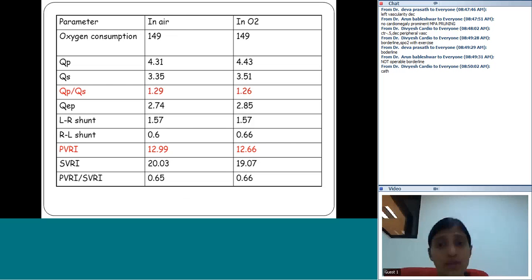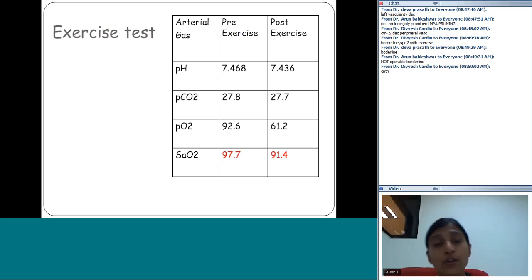Now, if you look at the exercise test of the same patient, you see that his baseline sat at the time of the exercise test was 98%. Post exercise it drops to 91%. So again, fits in with sort of inoperability.